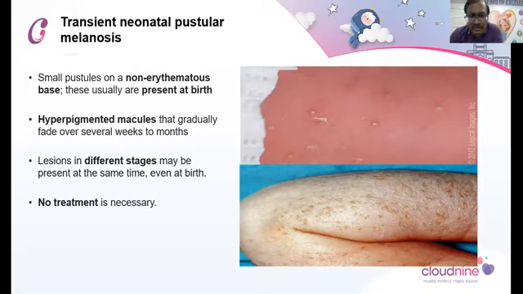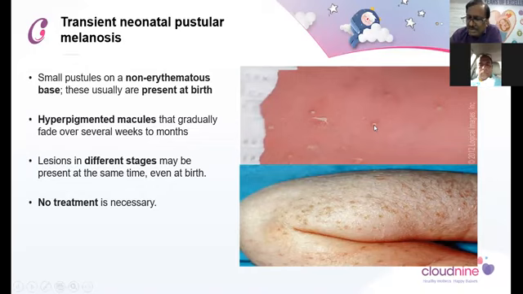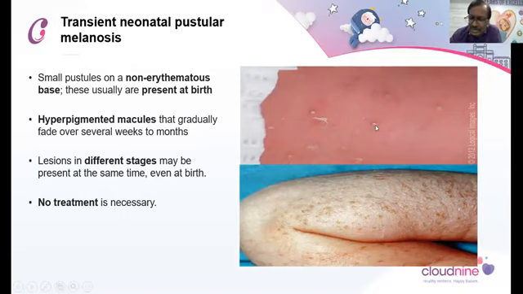And we have transient neonatal pustular melanosis. It usually starts with pustules. This is different from erythema toxicum. Here you can't see any erythematous base. In erythema toxicum, there is redness. Here there is no redness. After a few days, it becomes pigmented like this. All this pigmentation you can see. Sometimes in a baby, you can see all the pustules and pigmentation in one go. Good news is no treatment is required. It will disappear.